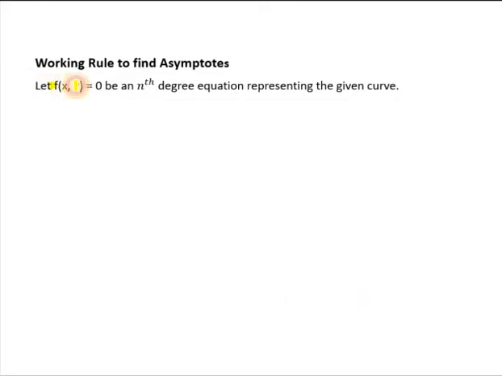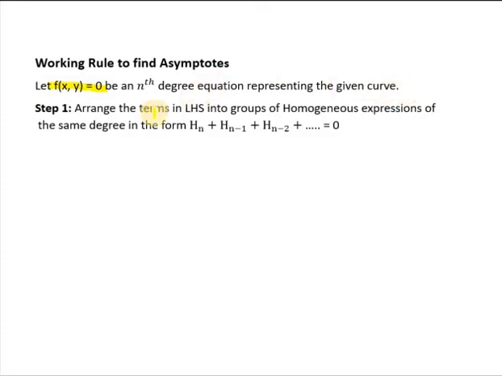Let f of x, y is equal to 0 be an nth degree equation representing the Cartesian curve. Step 1. Arrange the terms in LHS into groups of homogeneous expressions of the same degree, of the form h_n plus h_(n-1) plus h_(n-2) plus so on is equal to 0. That means we have to arrange the terms of the equation in the decreasing order of their degree.